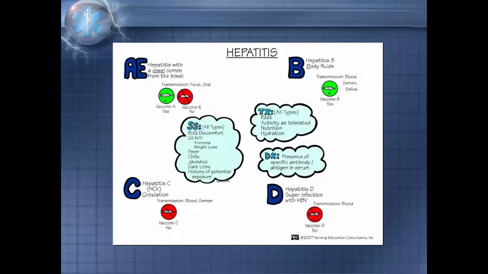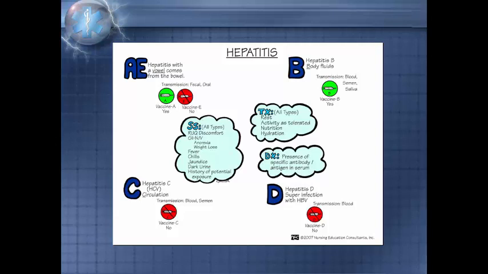You've got A and E, and these are hepatitis with a vowel, comes from the bowel. So this is a fecal oral transmission. There is a vaccine for A, but there is no vaccine for hepatitis E. Alright, so this is the one where people are defecating, wiping themselves, not cleaning their hands, and then fixing your food. That's pretty gross, right?